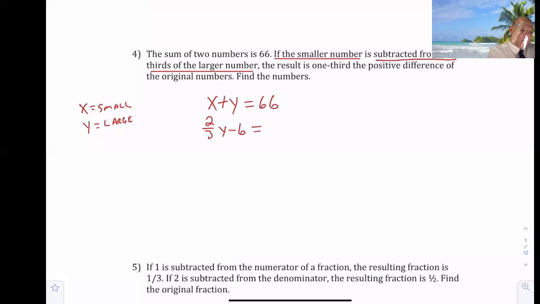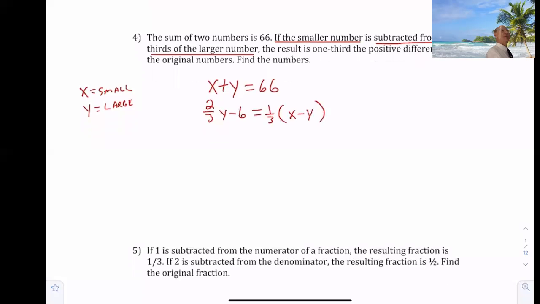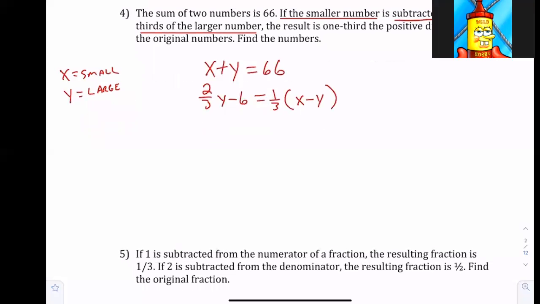Equals 1/3. Oh, you got to the very end. The positive difference, and you did X plus Y? No, X minus Y. Wow, X minus Y. Take a look at that. That is excellent work right there, I think. Lily, do you agree with that? Lily?